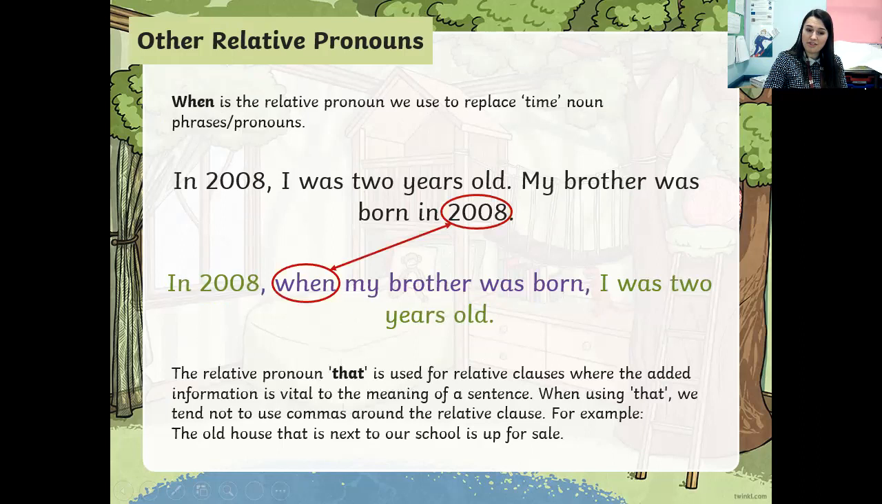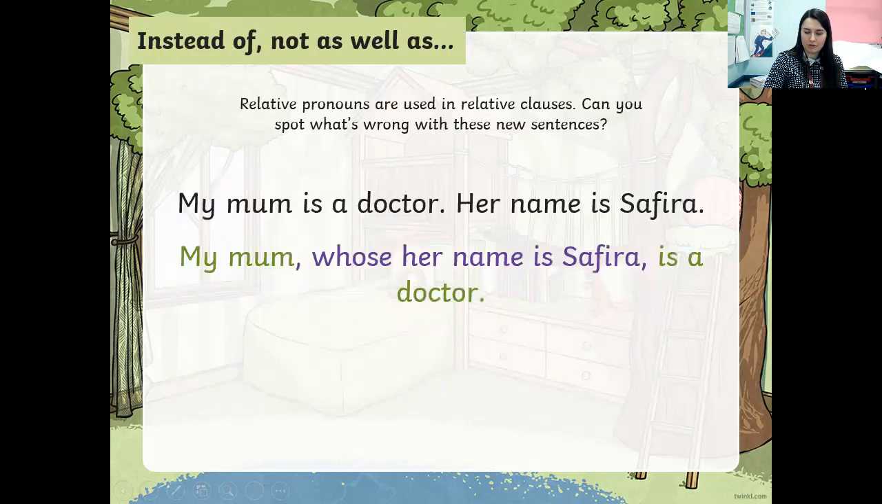We can also use that as a relative pronoun. I'm not sure if we have an example. Okay, let's see what's wrong with my new sentence here. So originally I had: my mum is a doctor. Her name is Safira. My mum, her name is Safira, is a doctor. Pause the video and see if you can work out what has gone wrong here.